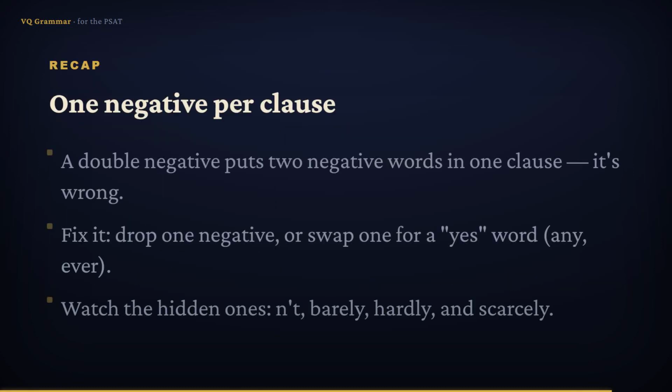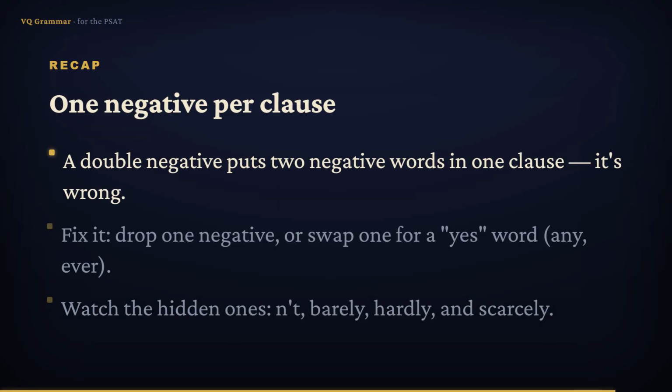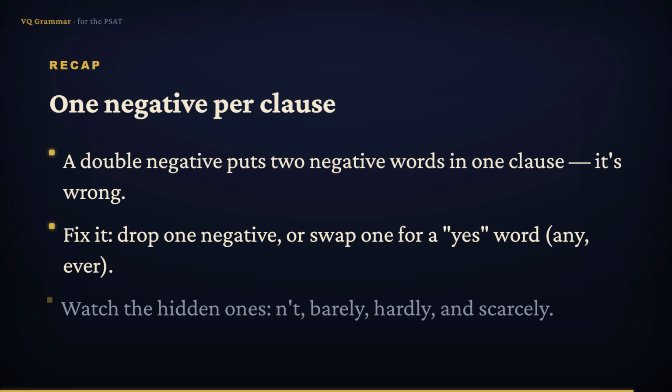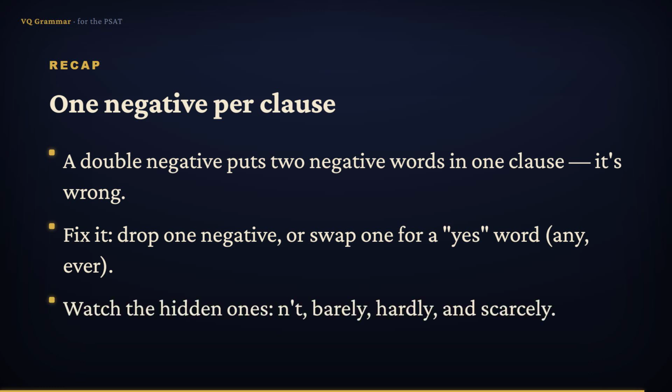Let's wrap up. A double negative is two negative words in a single clause, and in standard English, it's a mistake. To fix it, keep just one negative. Either drop the extra one or swap it for a yes word, like any or ever. And stay alert for the hidden negatives, every N'T plus barely, hardly, and scarcely, which already count.